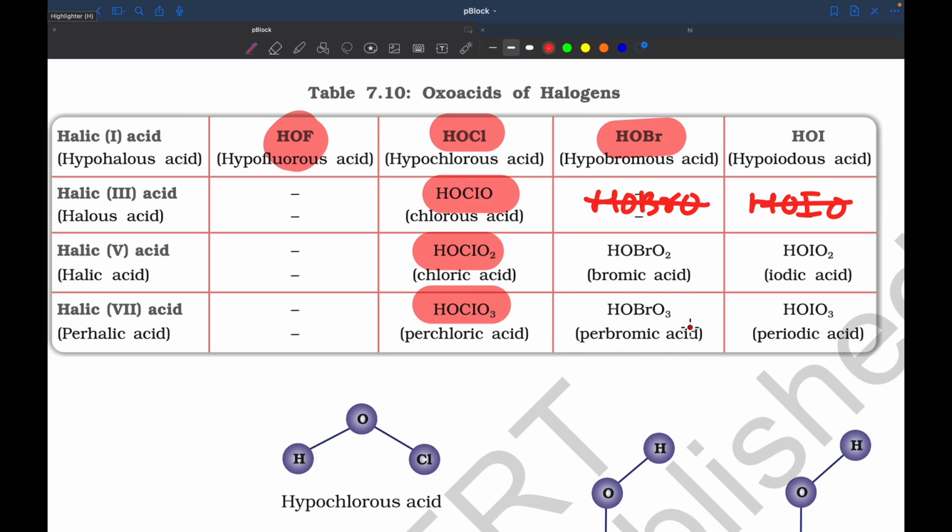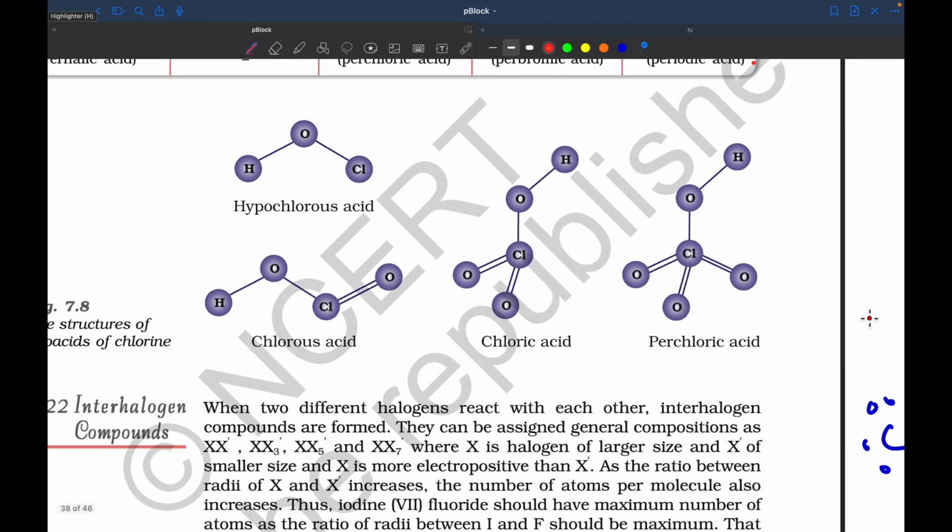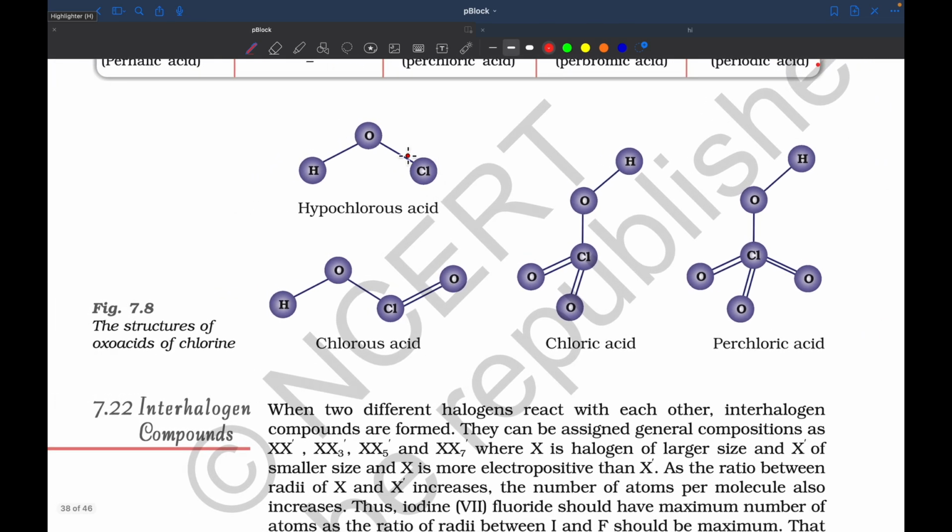So this is known as perbromic acid, perchloric acid. This is known as periodic acid. Periodic acid. Right? So the structures are also mentioned here. These are the structures: hypochlorous acid, chlorous acid, chloric acid, perchloric acid. You can also check these ones here.